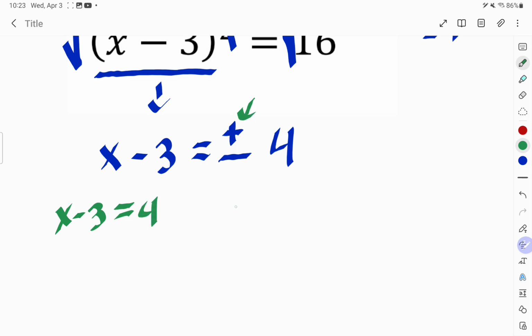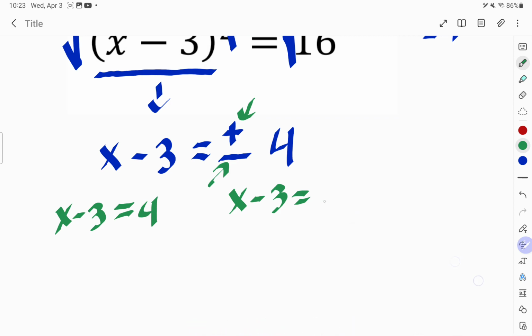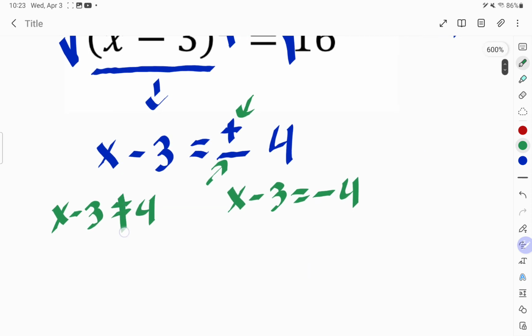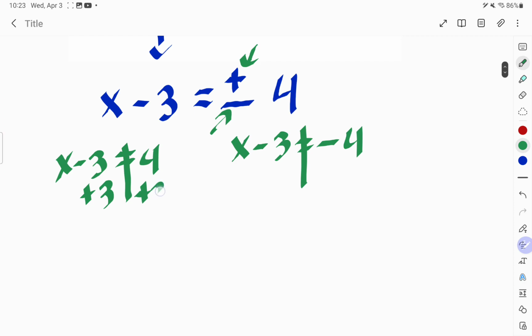Then I'm going to rewrite the equation: x minus 3 is equal to, and now I'm using the negative, so it's negative 4. We already have everything that we need. We just need to solve for x. In both cases, I'm going to move the 3 over. I'll do the one on the bottom first: plus 3 plus 3. Now, 4 plus 3 is 7, so I know one of my answers is x is equal to 7. And on the other side, we're going to do the same thing.